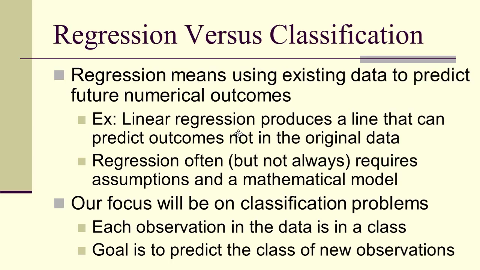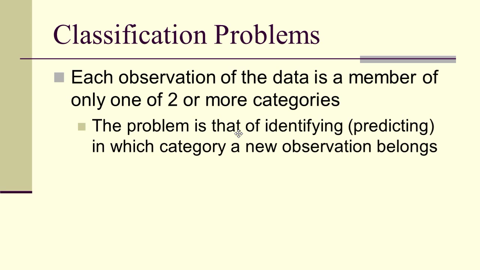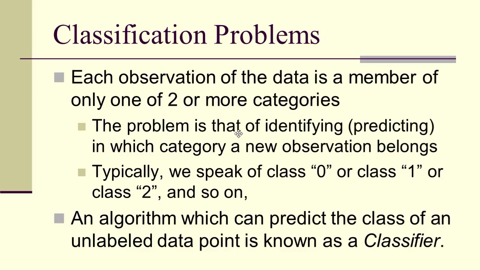We have the observations, but each observation is in a class, and the goal is to predict the class of a new observation. So a classification problem is when each observation of the data is a member of only one of two or more categories. And the problem is that of identifying or predicting into which category a new observation belongs. So we'll talk about class 0, class 1, class 2, and so on. An algorithm which can predict the class of an unlabeled data point, an observation, is known as a classifier.